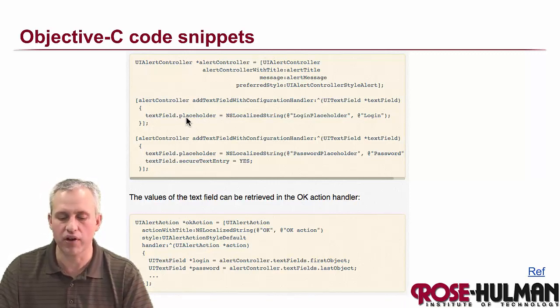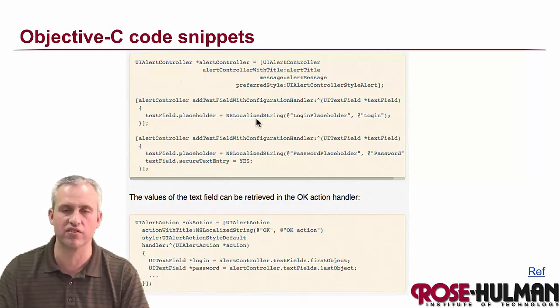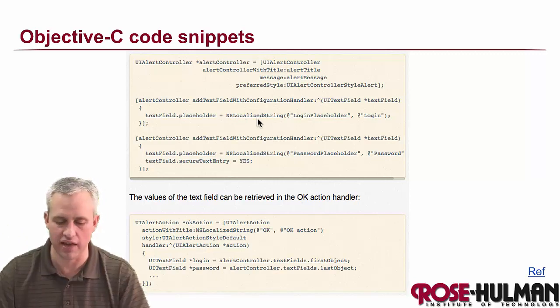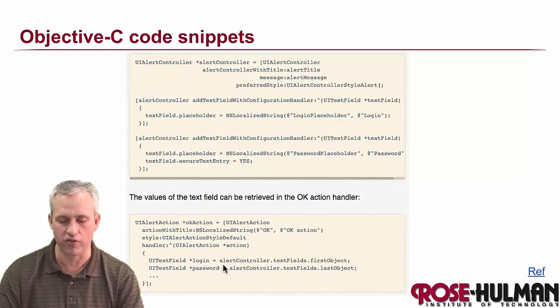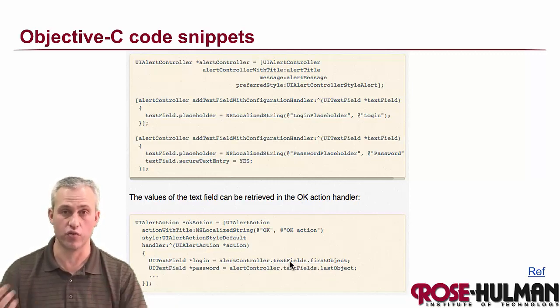And then it's got things like putting in a placeholder. This NS localized string, you don't need to worry about this. This is how you do it if you're going to support multiple languages. I'm not worried about that at this point. So that's how you make them. And then you also need to know how to reference them later. So inside your OK action or something like that, if you want to get to them later, you say alert controller dot text fields. And then here they said dot first object or dot last object. I don't care how you do that. You can see that text fields is an array.